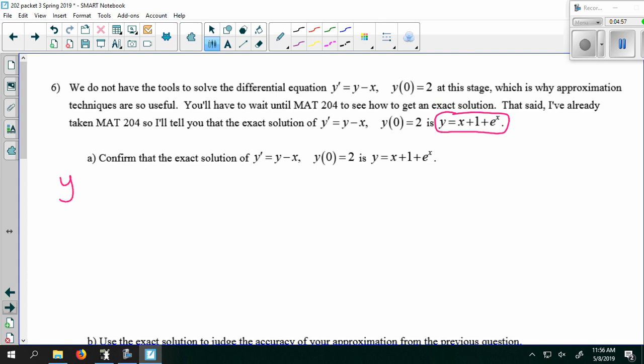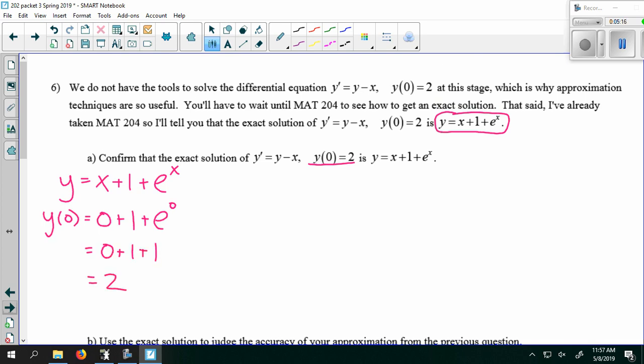So let's just verify. Y equals x plus 1 plus e to the x. First, let's check if y of 0 equals 2. If I plug a 0 in, I get 0 plus 1 plus e to the 0. That equals 0 plus 1 plus 1, which is 2. Check. The initial condition is satisfied. Y of 0 equals 2.